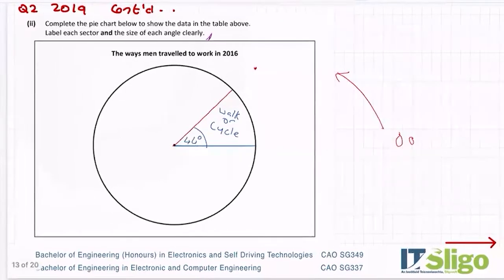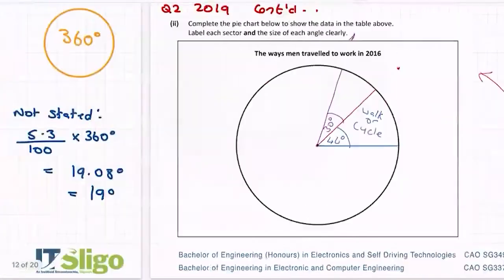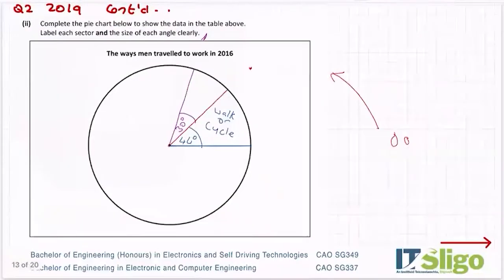So there's my 30 line up here. Can you see it up here? Again, draw a line between the center and where I put in that 30 degrees. So that's 30 degrees, that angle, and that is bus or train. Again, I've now turned my page around, and this now is my new starting line, so that my page is turned around so that that's at the bottom.